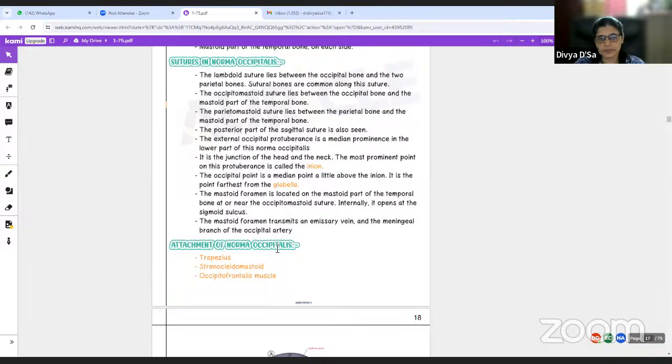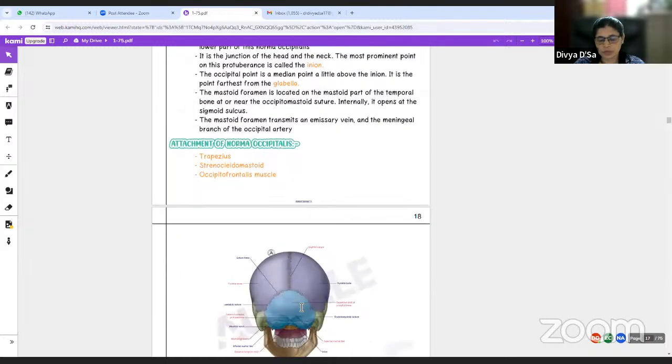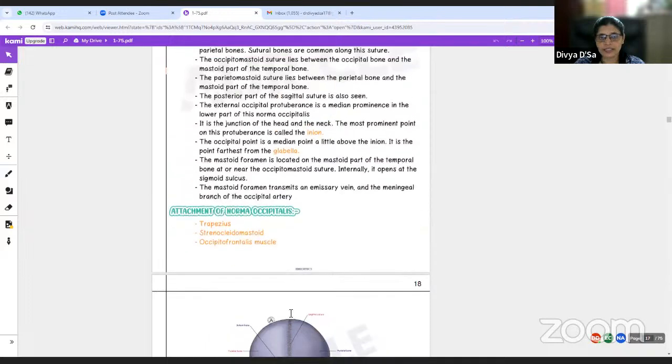The occipital point. Okay, so you have to know the most prominent point on this protuberance. That is the external occipital protuberance, right? The most prominent or the highest point on that, we call it the inion.